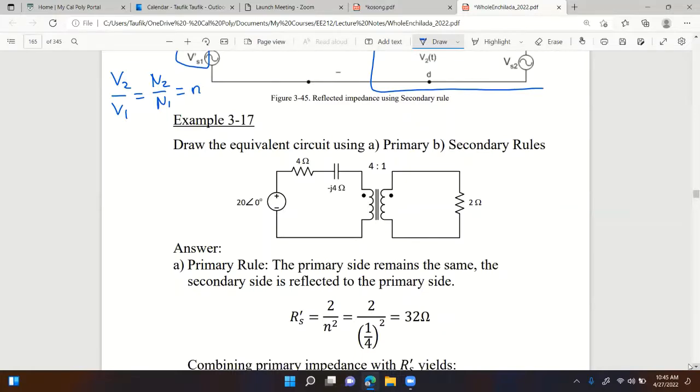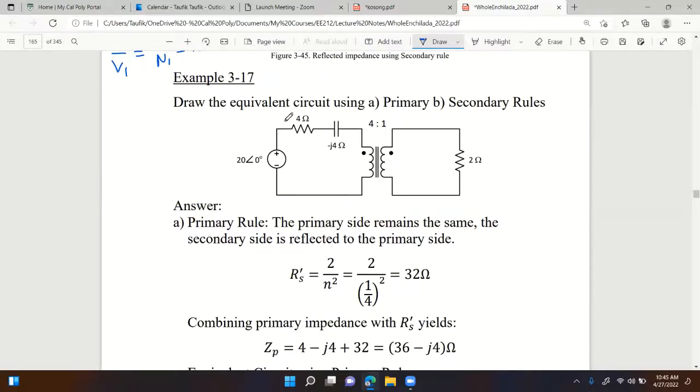If not, let's look at this example. Draw the equivalent circuit using primary rule and secondary rule. Let's do the first one, primary rule. But before I do that, let's look at the circuit first. The original circuit, as you can see, has a transformer, 2 loops. Let's reduce it into 1 loop.